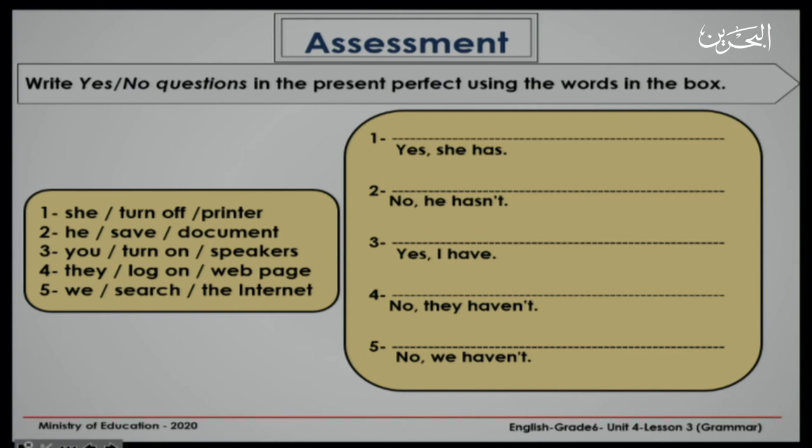In this activity, you have to write yes/no questions in the present perfect using the words in the box. Let's look at number one. You have she, turn off, and printer. So to start the question, you have to write has or have. And then you have to change the verb to make it in the past participle form. You have 5 minutes. You can write your answers on your mini board. Start.